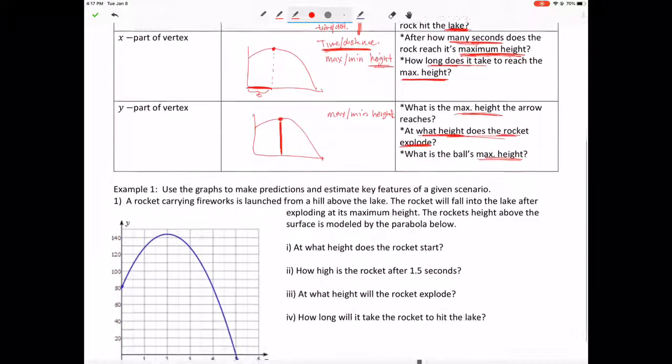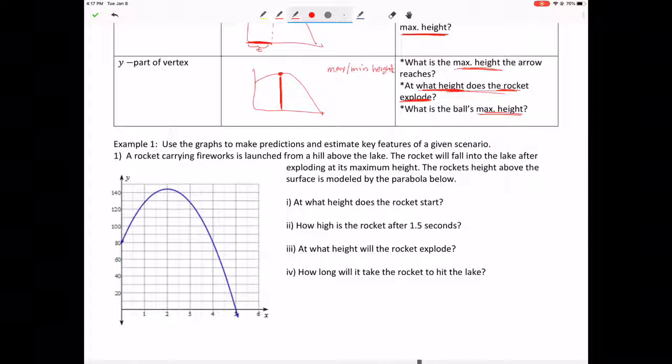Okay? All right, so let's do some examples. Example 1: using the graph to make predictions and estimate key features of a given scenario. Okay, so we're just going to do our best by looking at the graph to come up with key features. A rocket carrying a firework is launched from a hill above a lake. So here's maybe a hill. I'm just going to color that in to make it look like a hill. Okay, this is our hill.